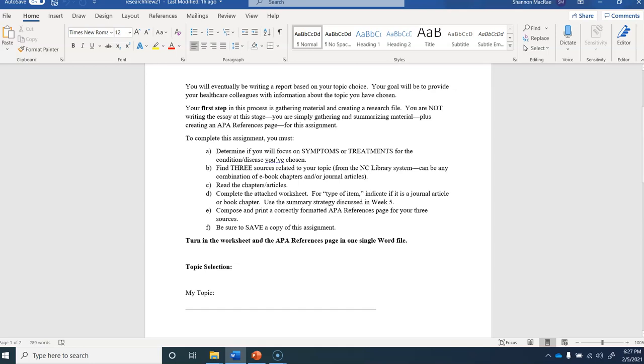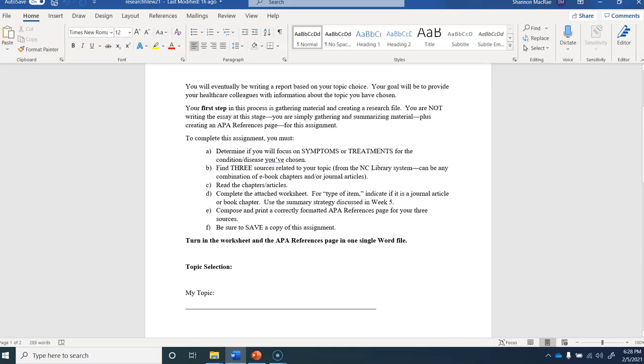The last thing that you're going to do is you're going to compose and print a correctly formatted APA references page for your 3 sources. For this part of the project, I'm going to recommend that you go back to your APA references assignment and that you take a look at it and you make any corrections that you need to.